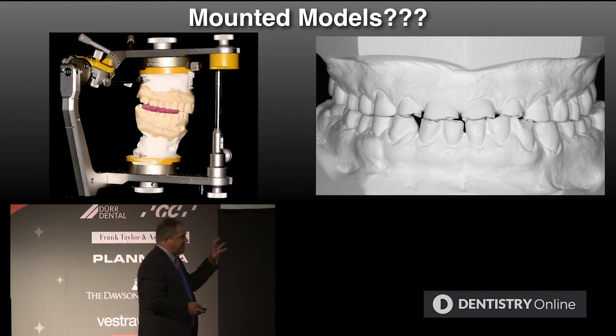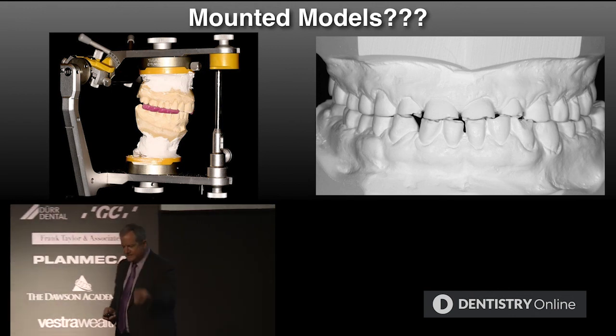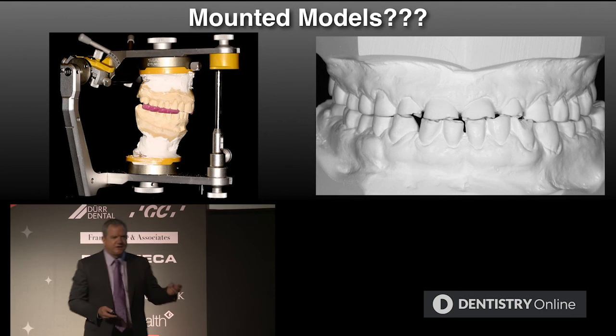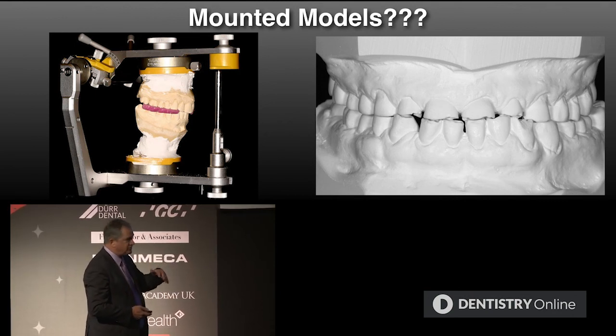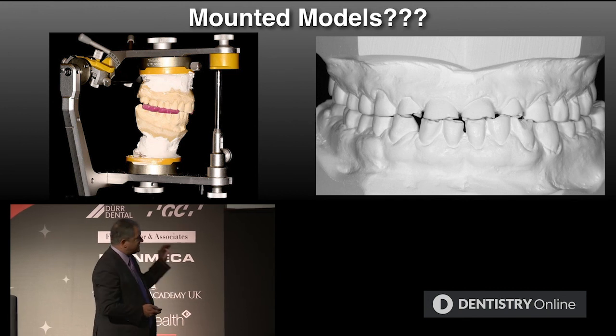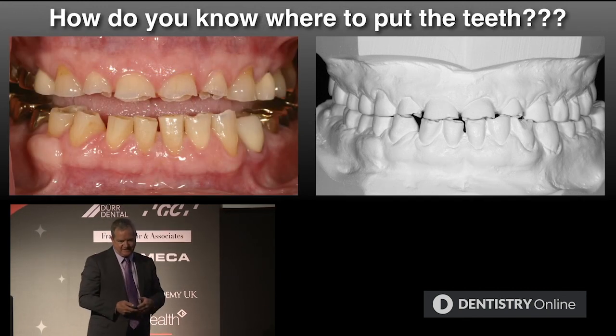So what's the first thing we have to realize about these 4 cases we're going to be talking about? Deep overbites without wear, deep overbites with wear, anterior open bites with posterior wear, end-to-end occlusions with wear. The first thing we have to do is we have to learn where to put the teeth. And guess what?